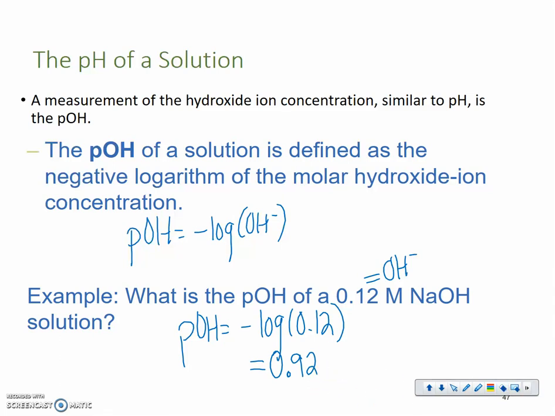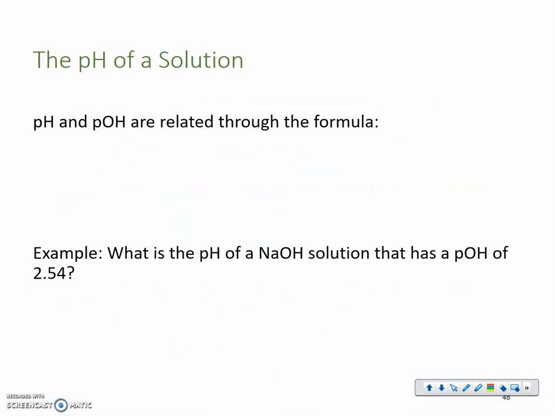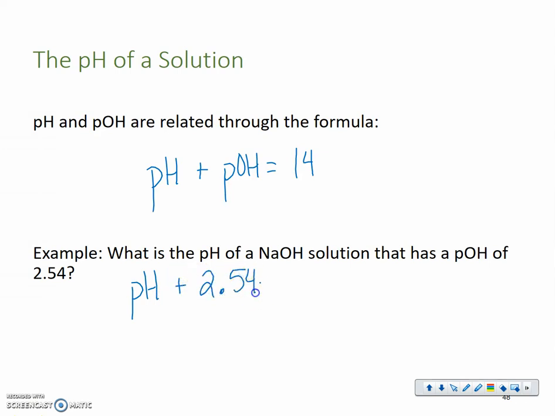Now, how do we relate pH and pOH together? Because typically we always convert things to the pH scale and keep them on one scale. That's easier to remember than trying to keep track of both of them. So pH and pOH, their sum is equal to 14. So if the pOH is 2.54, what's the pH of that? pH plus pOH is equal to 14. pH is 11.46. So this would be a basic solution.